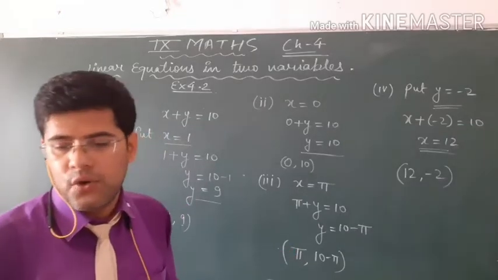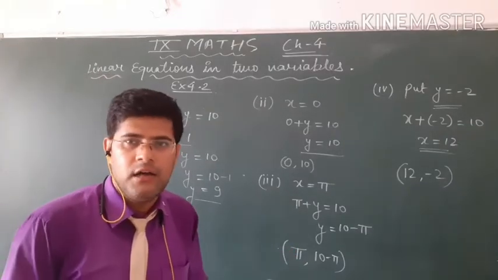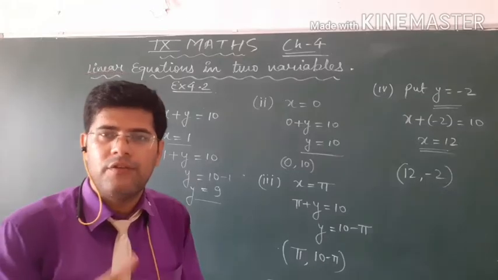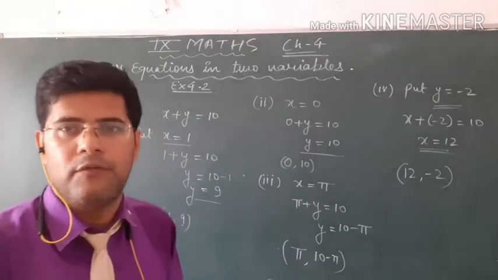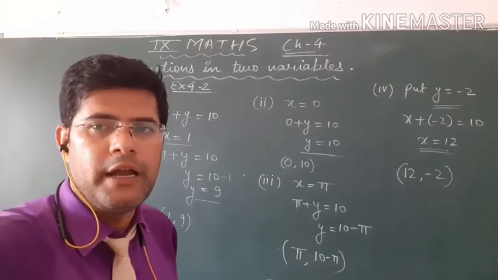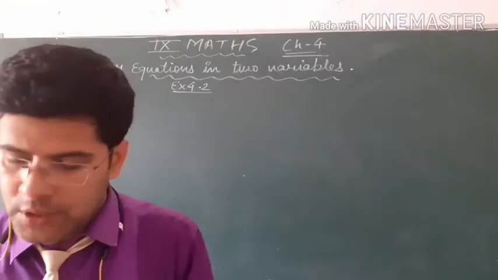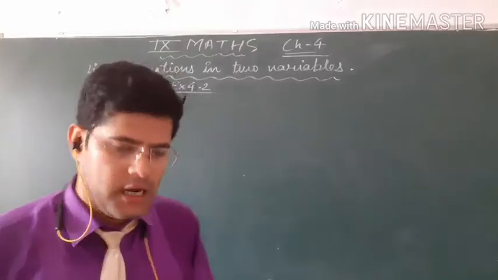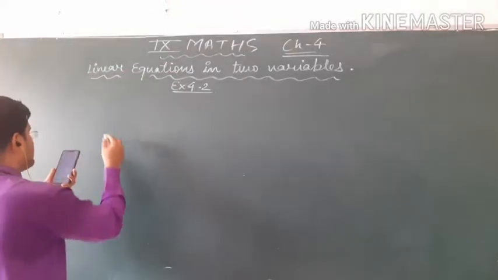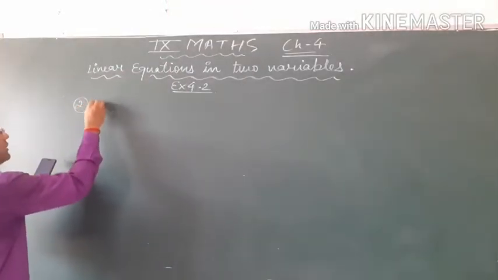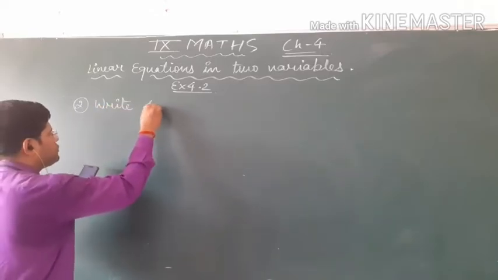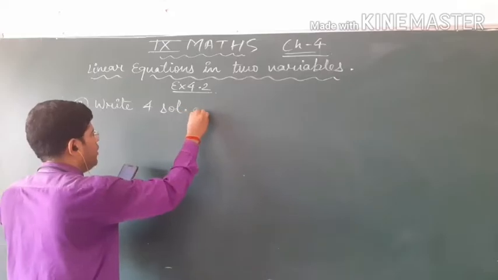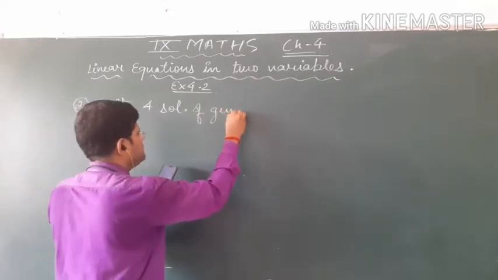Okay, students. So we move ahead to our question number 2. Then we will be able to know what is the real concept of the chapter. Okay, students. Now move ahead. Now students, move to question number 2. And question number 2 is: write 4 solutions. What is the question? We have to write 4 solutions of the given equation.